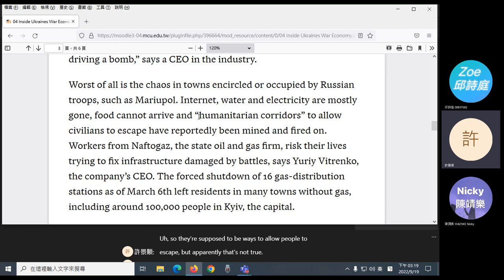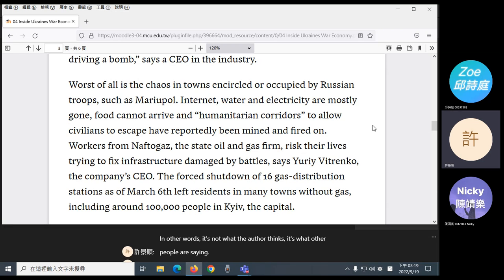And that's why you see this term put in quotation marks. The quotation marks tell you that this is somebody else's words. This is what other people are calling this. In other words, it's not what the author thinks. It's what other people are saying.